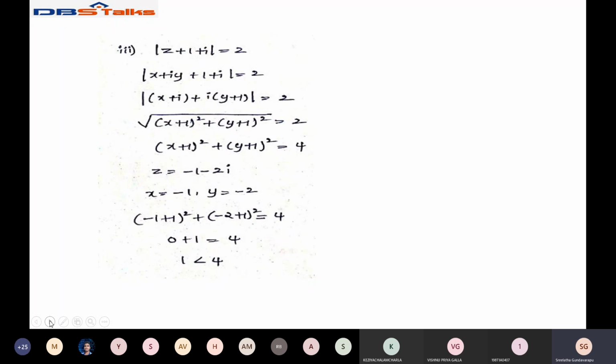Next, the given circle is |z+1+i| = 2. With z = x+iy, we have |x+iy+1+i| = 2. Then its magnitude is √((x+1)²+(y+1)²) = 2. Squaring on both sides, we get (x+1)²+(y+1)² = 4. The first singularity is z = −1−2i. Comparing real and imaginary parts, we get x = −1, y = −2. Substituting in the circle, we get 1, which is less than 4.